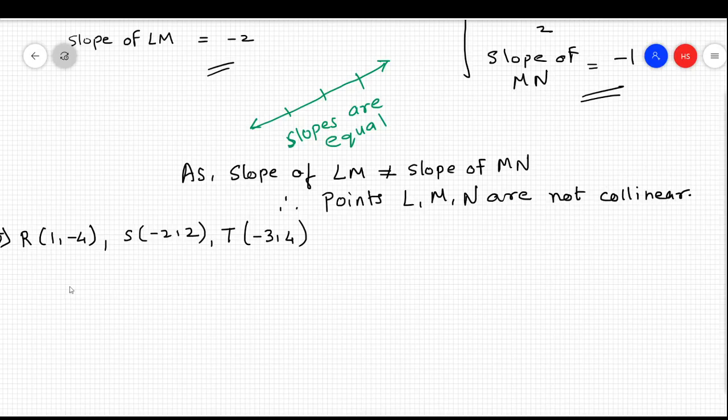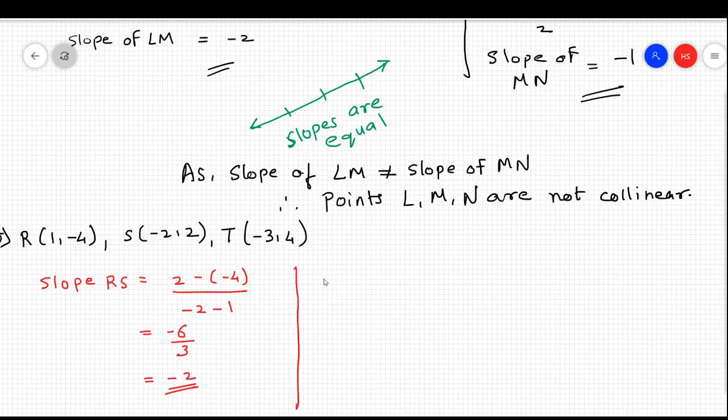So same method we should follow, right? So what we will do first, tell me quickly. We'll find slope of RS. For that, what we will do? y2 minus y1 upon x2 minus x1. So I am doing directly. You have to follow the proper steps. Okay. So what is going to come? It is 6 upon minus 3. So that is minus 6 upon 3. So minus 2.